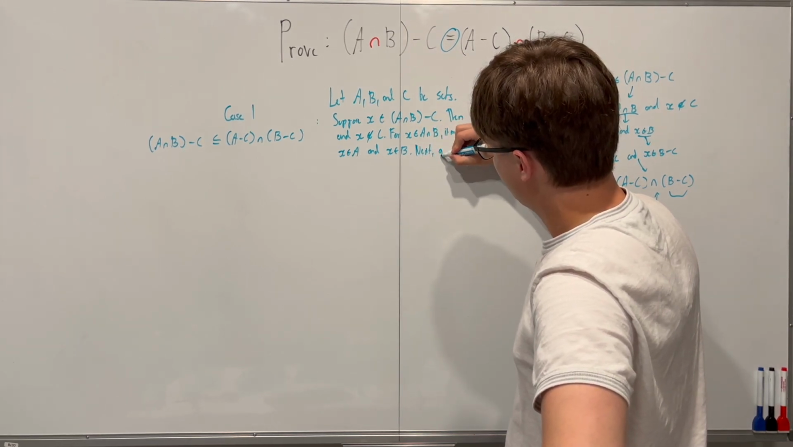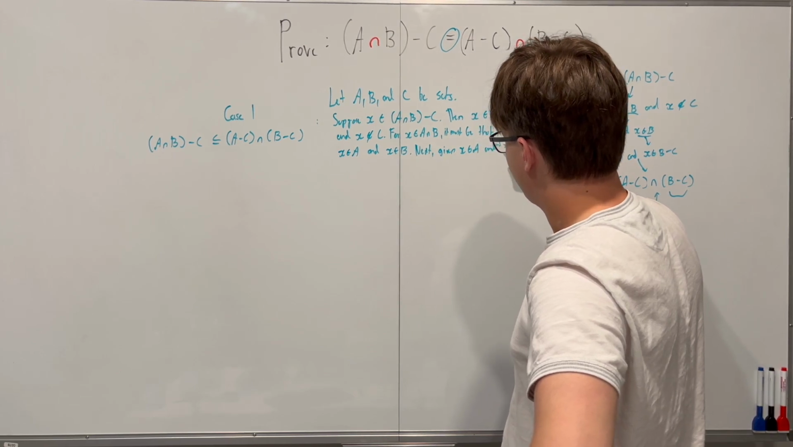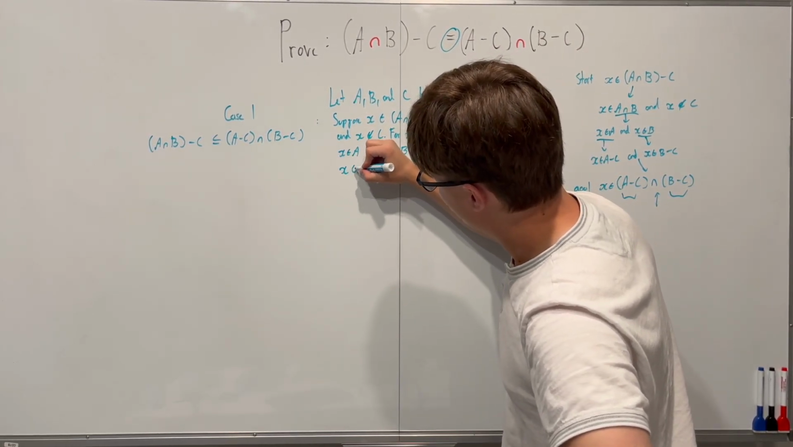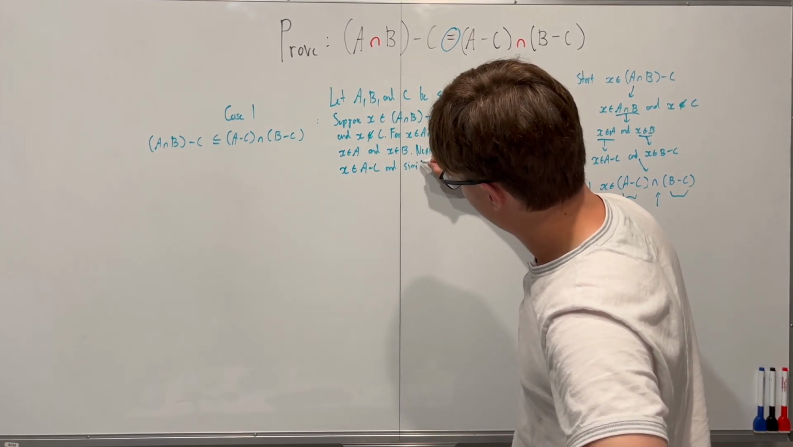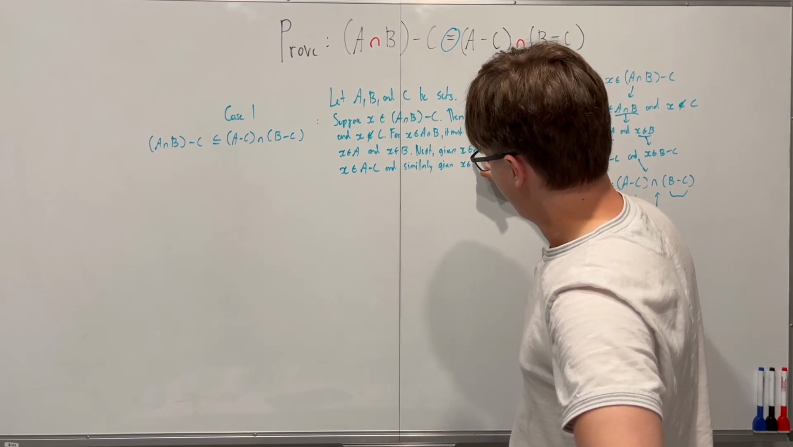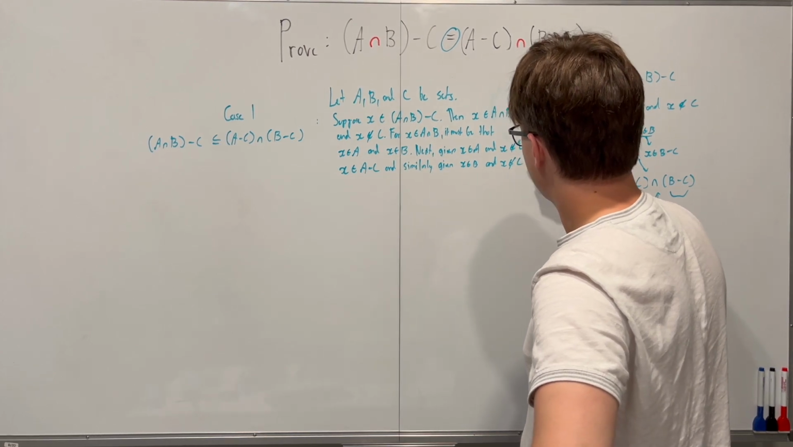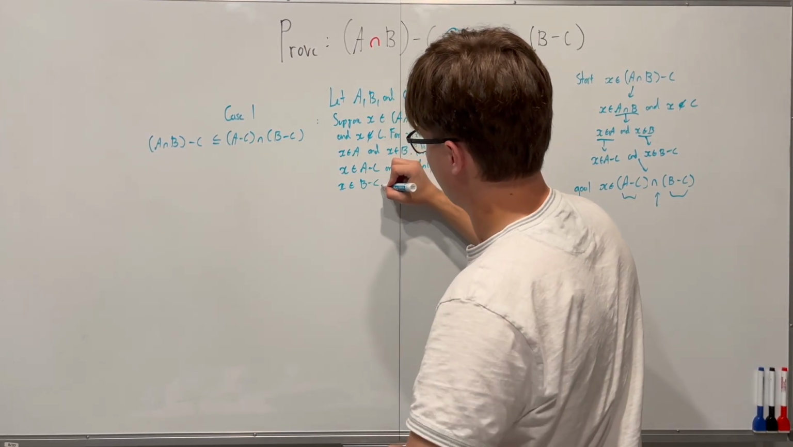Now we can say next, given X is an element of A and X is not an element of C, X is going to be an element of A minus C, and similarly, given X is an element of B and X is not an element of C, X is going to be an element of B minus C.